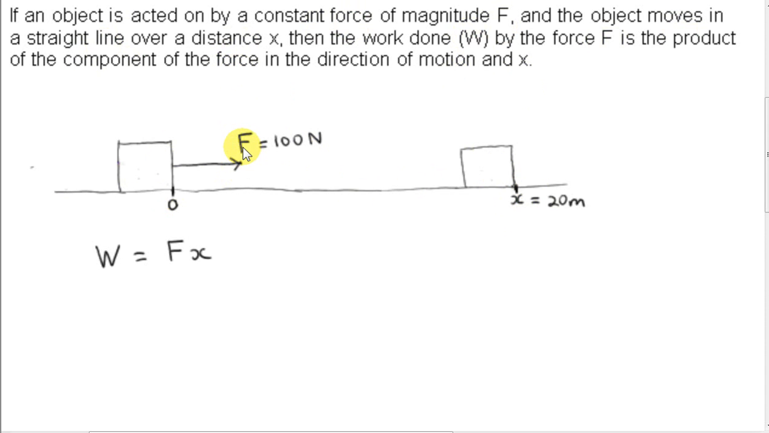To get the work done by this force, we take the component of this force in the direction of motion. Now the component of this force in the direction of motion is just the force itself, actually, because the force has no vertical component. Okay, so the magnitude of the component of the force in the direction of motion is 100, and we multiply that by the distance, the straight line distance that the object moves, which is 20.